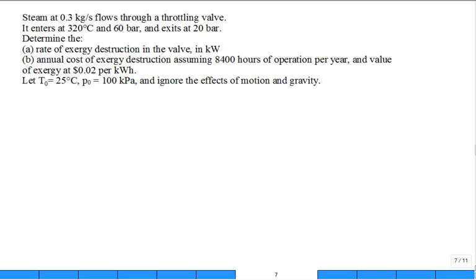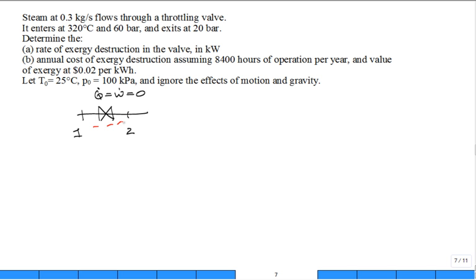So we have steam. Its flow rate is 0.3 kilograms per second. It flows through a throttling valve. This is our traditional symbol for a throttling valve. This is one of those devices, inlet to exit, that you need to know a little bit about. Is there any Q out of the throttling valve? No. Is there any shaft work out of the throttling valve? No. So Q dot and W dot are equal to 0.